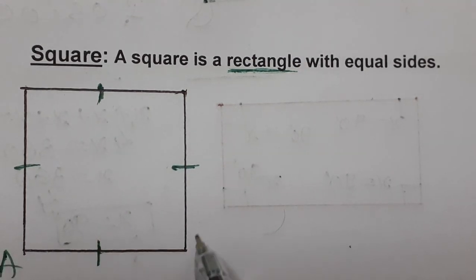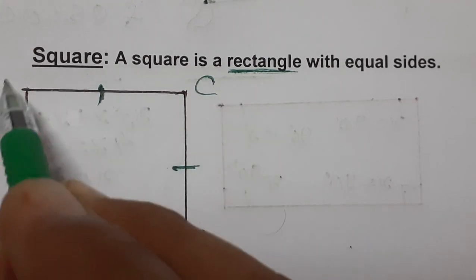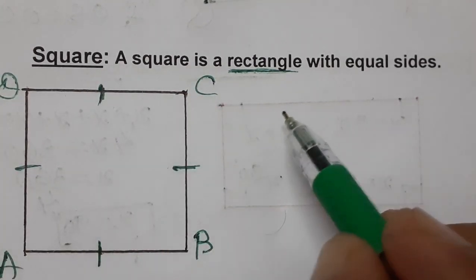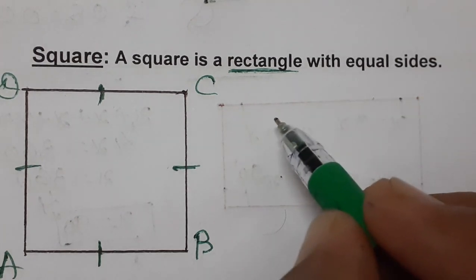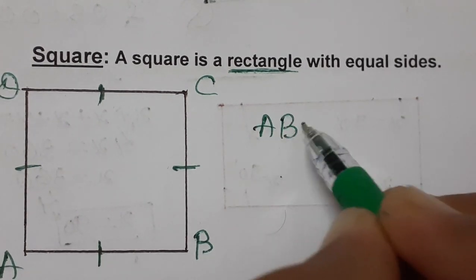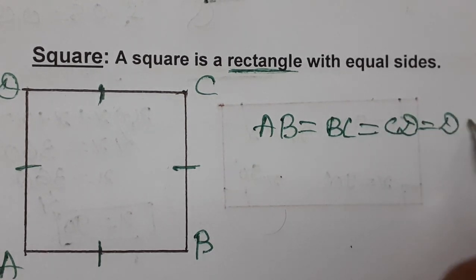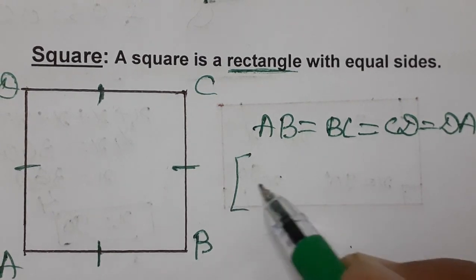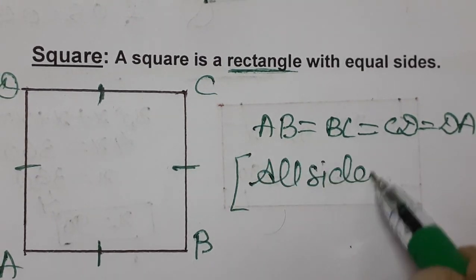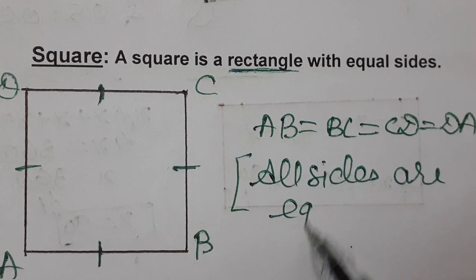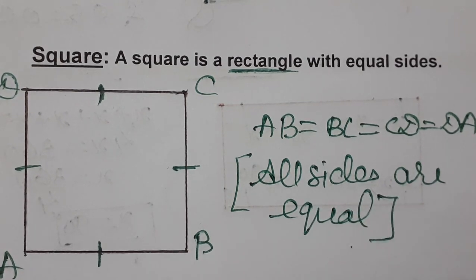So let us name it ABCD. So what is a square? It's a rectangle with equal sides. So AB equals BC equals CD equals DA. All of its sides are equal. Then it is a special rectangle or special parallelogram. Clear, children? Now we are going to study the properties of square.